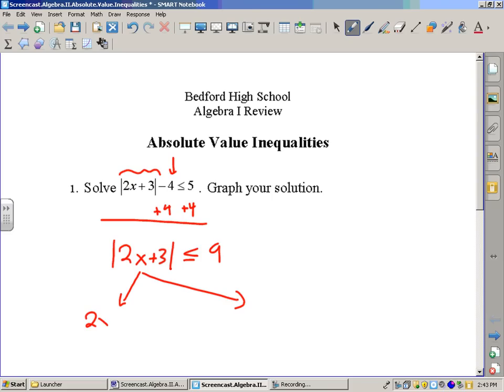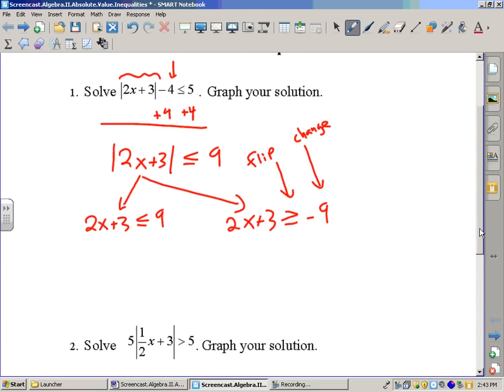I have 2x plus 3 is less than or equal to 9. And I have 2x plus 3 is greater than or equal to negative 9. Don't forget that you've got to flip this sign and change the sign of the right-hand side. So flip and change before we can go on. Give a little more room. Now I'm just going to solve these separately like a regular 2-stepper.